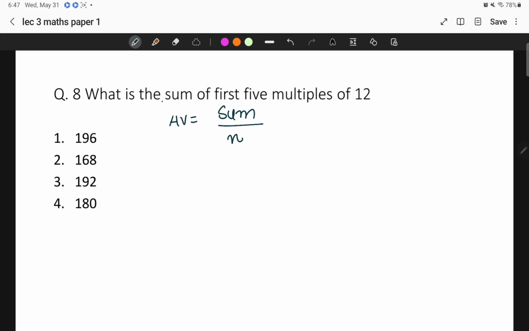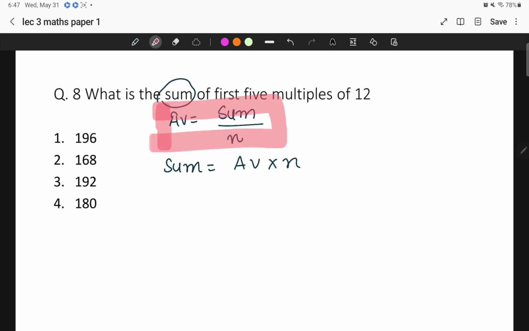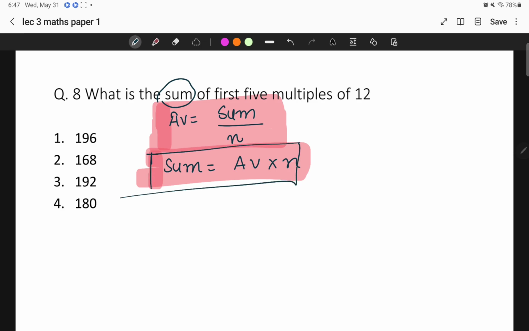We have to find the sum of the first 5 multiples. We can find it out. How come? Sum will be equal to average into n, that is the total number of values or total number of observations. That is using the formula of an average. I am deriving a new formula, that is sum is equal to average into n. Got it? I'll take an example for this.